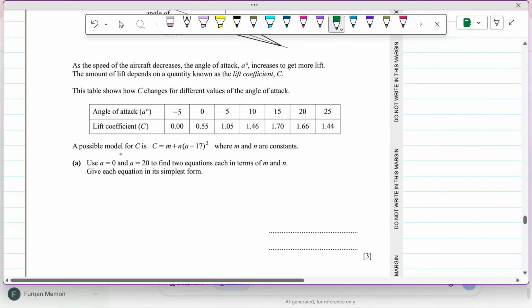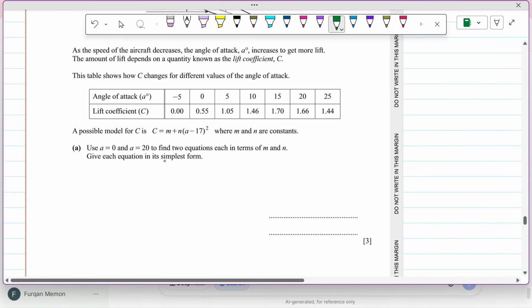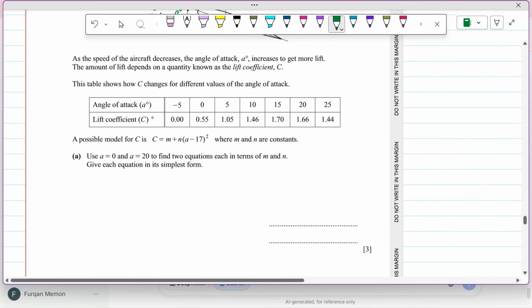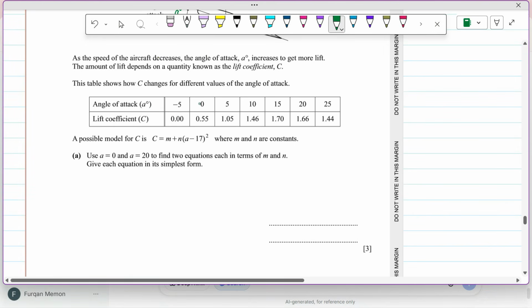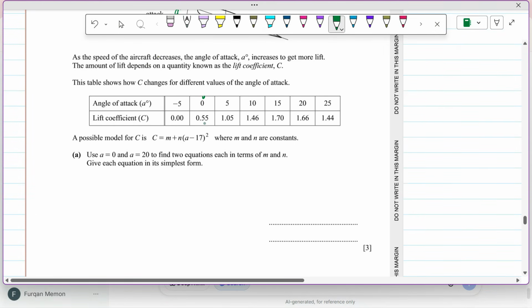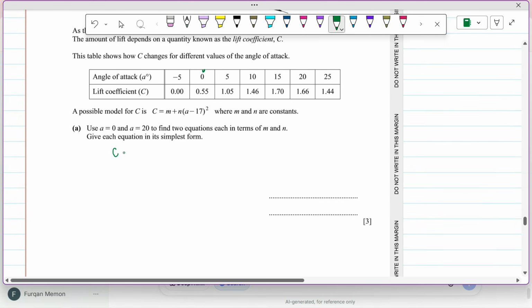The possible value for the C is equal to m plus n times (a minus 17) whole squared, where m and n are the constants. Use a equals 0 and a equals 20 to find two equations each in terms of m and n. Give the equation in its simplest form. When a, the angle of attack, is equal to 0, the lift coefficient is 0.55. So we have the equation of lift coefficient, which is C equals m plus n times (a minus 17) whole squared. Now first we plug a equals 0. Okay, so C in this case is 0.55.